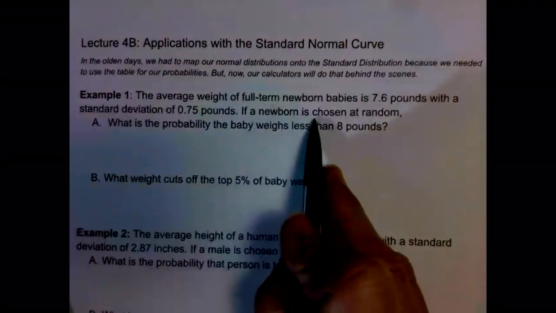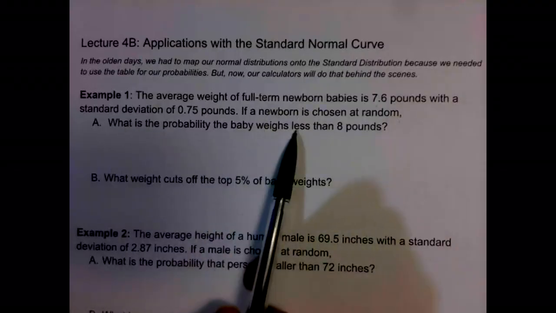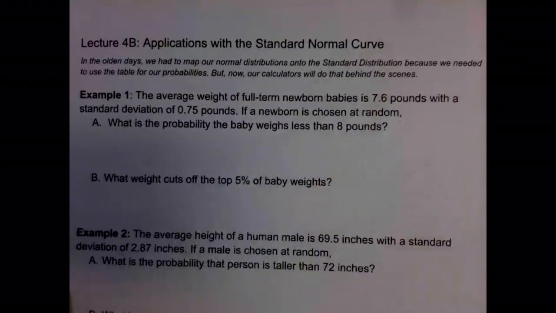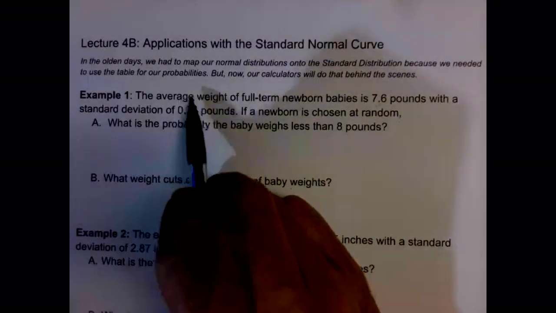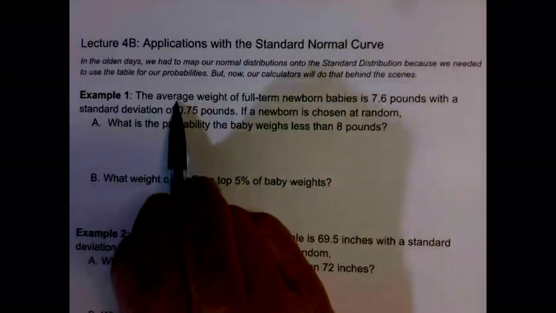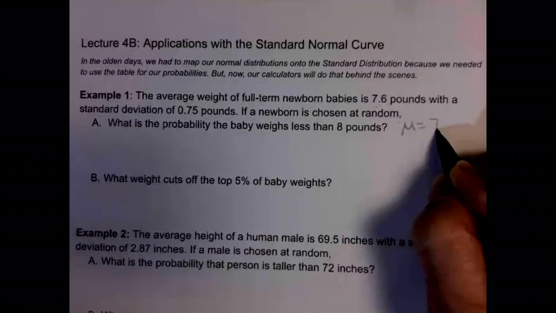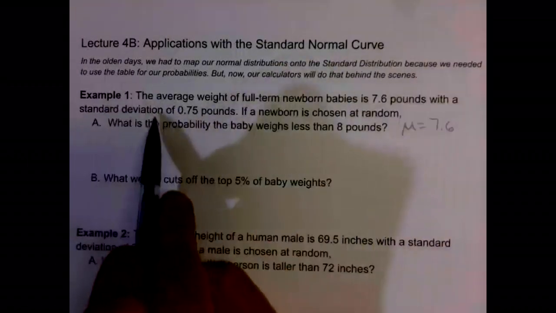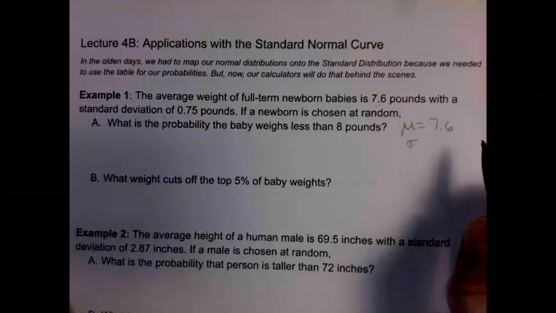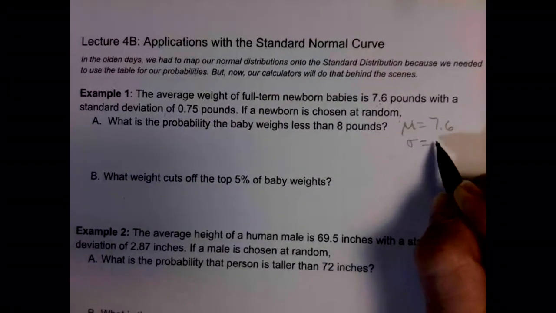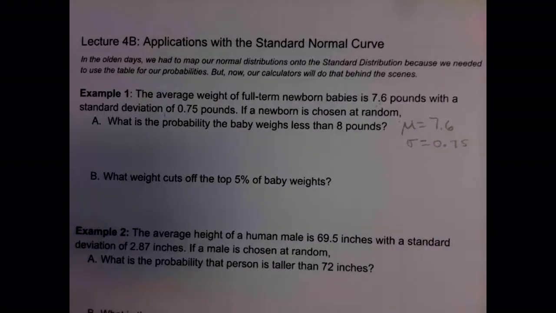If a newborn is chosen at random, what is the probability the baby weighs less than 8 pounds? So let's get a few things underway here. We know the average weight, so that's the mean, mu, is 7.6. And the standard deviation, sigma, or S or SD, whatever you're using, is 0.75. Everybody's in pounds, so we're great.